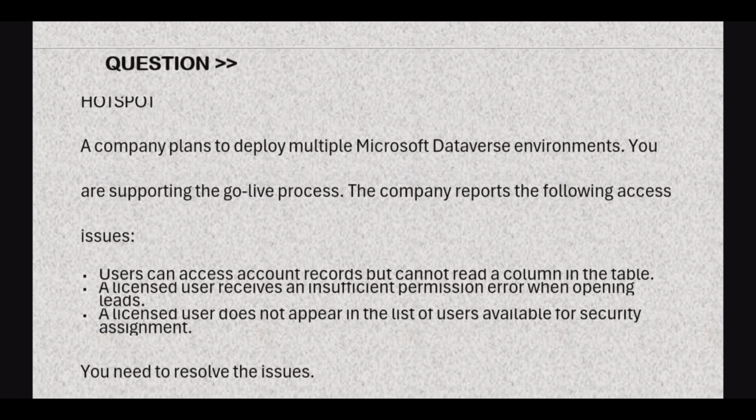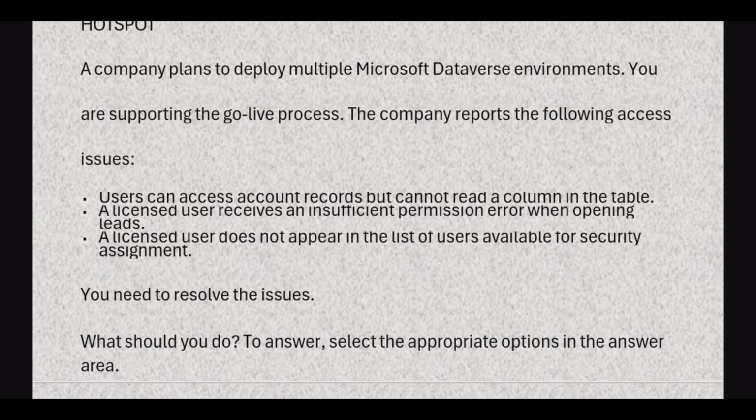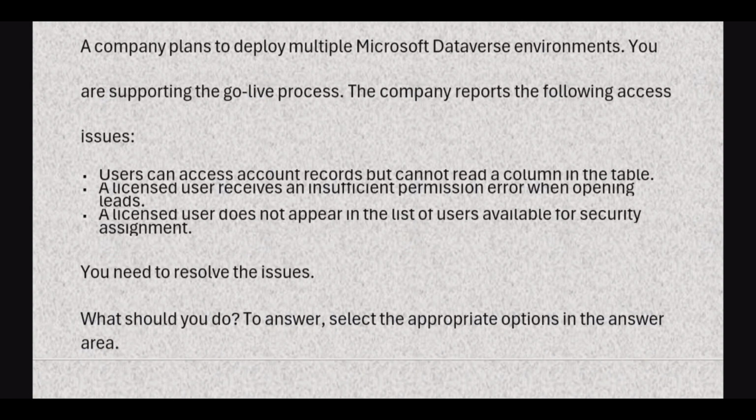The first issue is users can access account records but cannot read a column in the table. The second issue is a licensed user receives an insufficient permissions error when opening leads. And the third issue is a licensed user does not appear in the list of users available for security assignments. You need to resolve the issue. What should you do? To answer, select the appropriate options in the answer area.